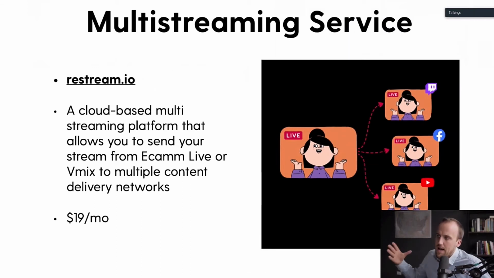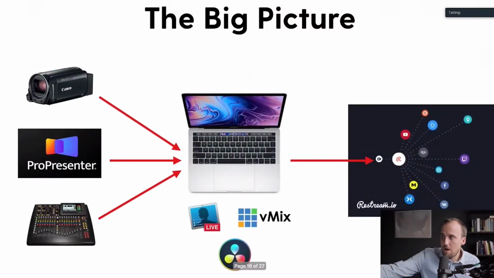And then the final big piece is your multi-streaming service. My favorite is Restream.io. This is going to take your streaming feed from vMix or Ecamm Live, and then pipe it up to their cloud. And then Restream's cloud servers are going to work all the magic to make sure that you send a reliable signal to Facebook, YouTube, any other social platforms that you want to share with your congregation. So 19 bucks a month for the plan you'll need to share to Facebook pages and stuff like that. Again, very reasonably priced. Highly recommend that service.